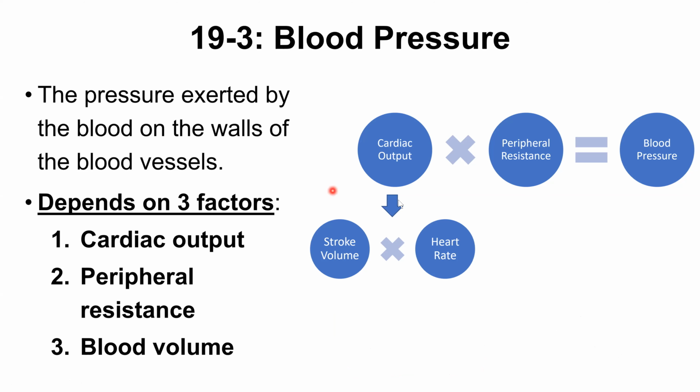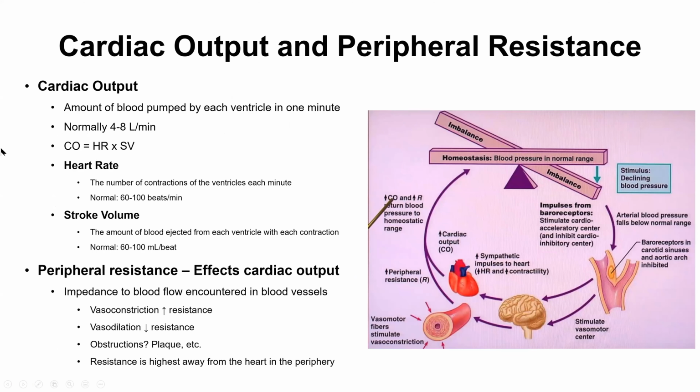So cardiac output is going to be equal to stroke volume times heart rate. Peripheral resistance is basically going to have to do with diameter of the blood vessel. And then when we multiply those things together, you get blood pressure. So let's talk about cardiac output and peripheral resistance in a little bit more detail.